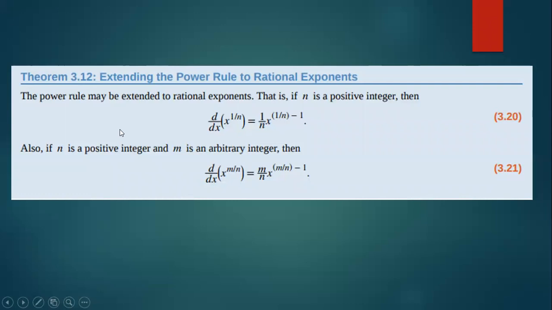Now the next theorem is 3.12, which is basically extending the power rule to rational exponents. So in this, simply the derivative of x to the 1 upon n, the power will come down, then there is a negative 1 in the power. Again for m and n, there is m upon n here, and then a negative 1 from the power. Let's start. This is known as extending the power rule to rational exponents. So the rational exponents are m and n.